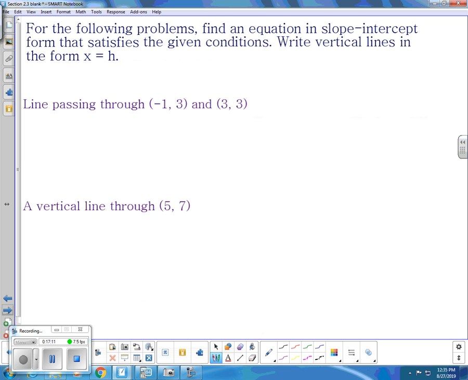So we want a line passing through these points. What's the slope between those 2 points? What's the y change? 0 over 4. What kind of line do we have here? Horizontal, right? So it's going to be y equals, what does the y equal in both points? 3. Every single point on that line is going to have a y of 3.